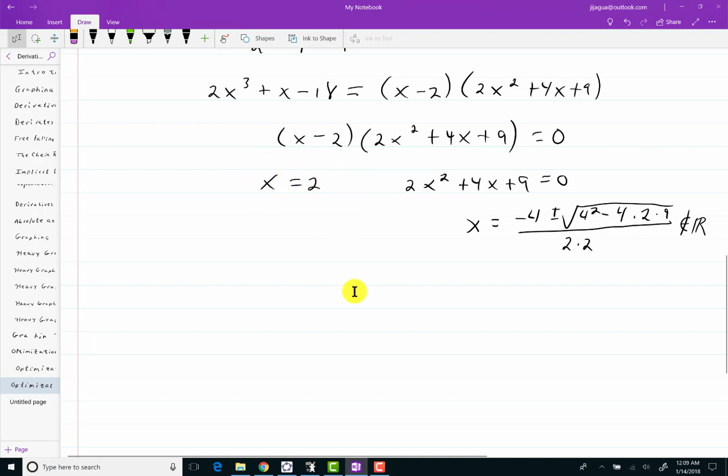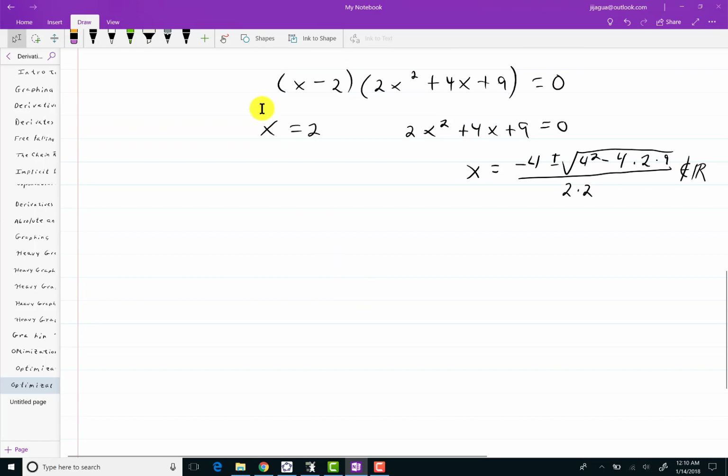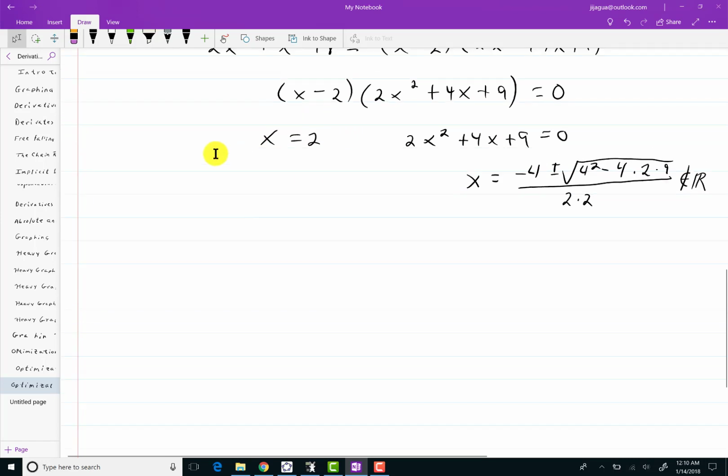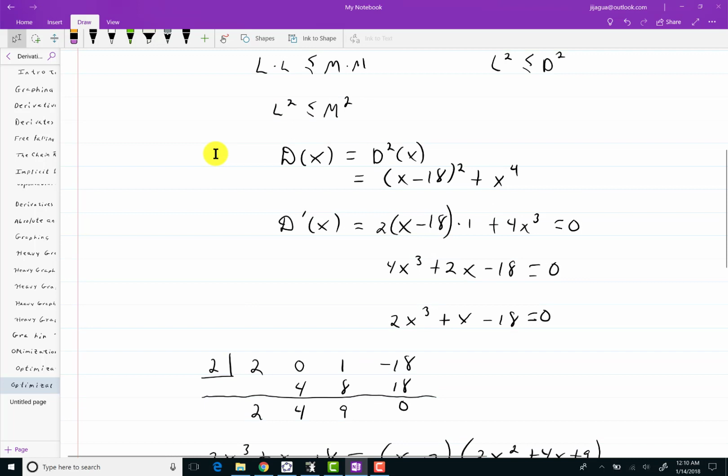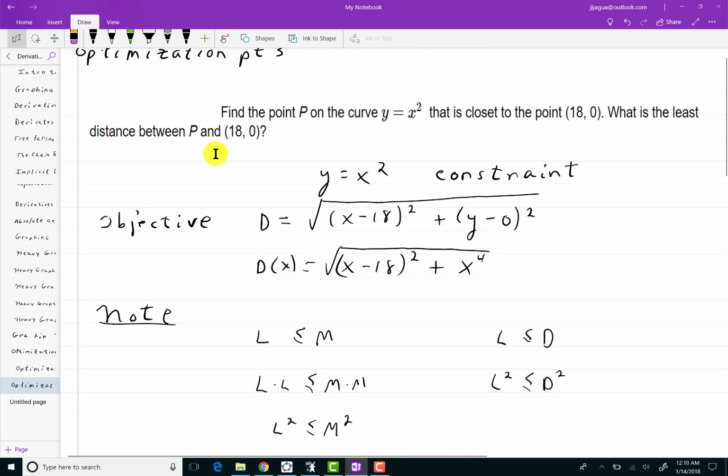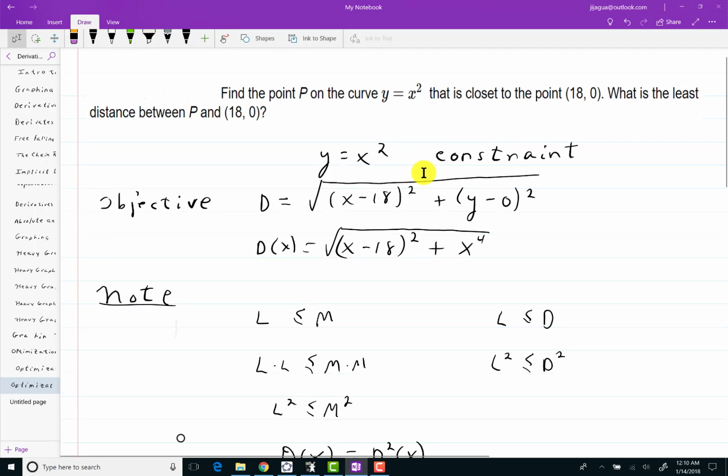So, how do I know if x equals 2 actually minimizes this? Let's go back to the statement of the problem. It said, find the point on the curve y equals x squared that is closest to a certain point. And then, what is the least distance? There's no indication of constraints on x and y; the only constraint is that y equals x squared. I don't have an interval to work with here. That means the x values can be anything from negative infinity to infinity. But we should be reasonable about this.